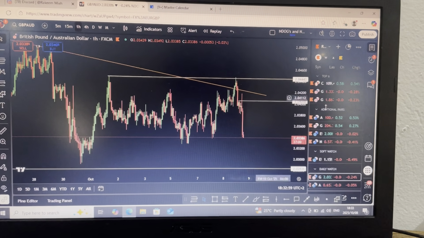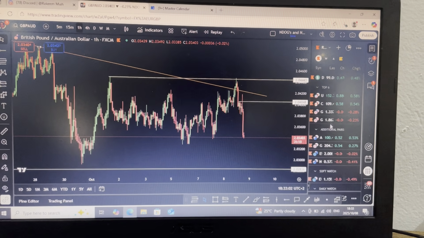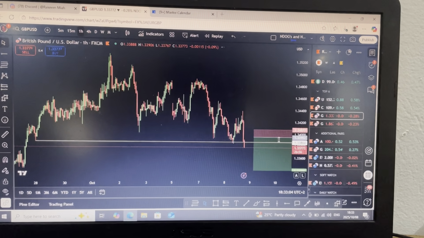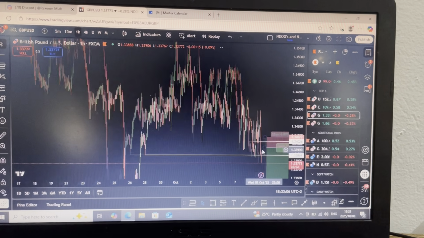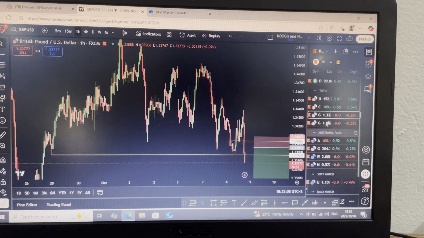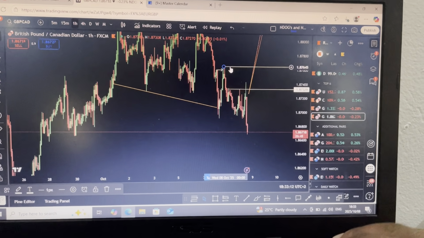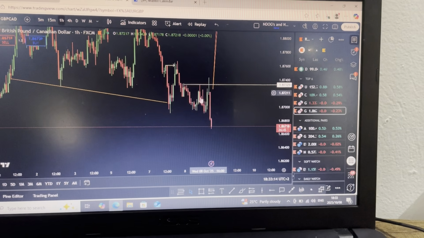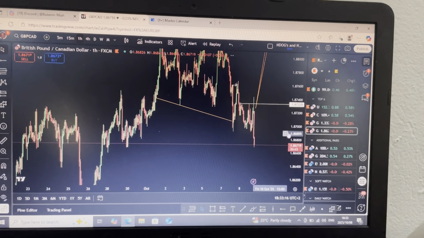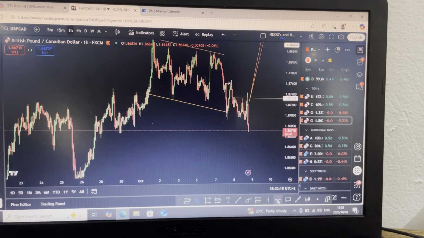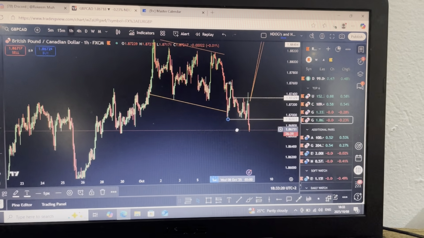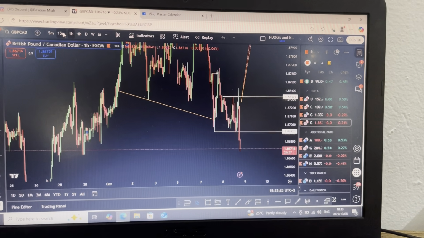Even GBP USD, the direction was not the way I anticipated it. I was still looking for shorts, but not in this manner. And then GBP CAD, also the same thing. I was looking for shorts, but not in this manner. This created a bigger structure, and in this case, for me, the bigger structure is more unreliable. But the structure itself was beautiful.